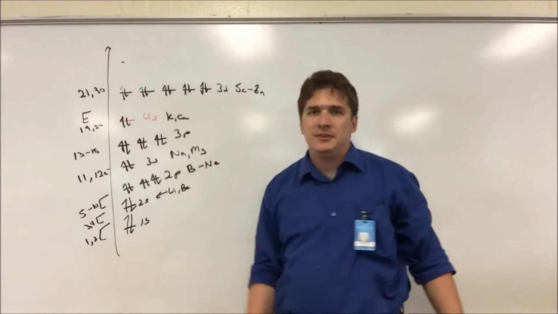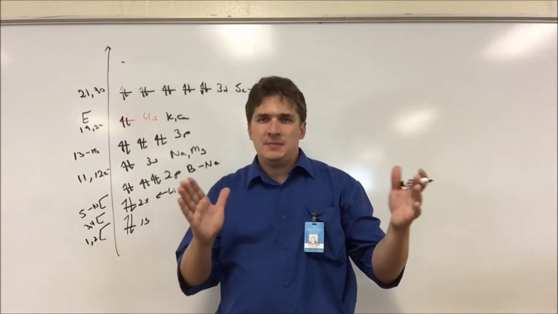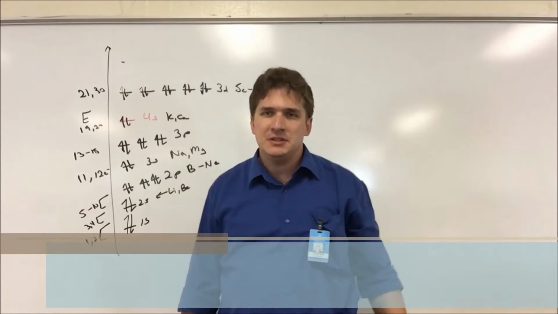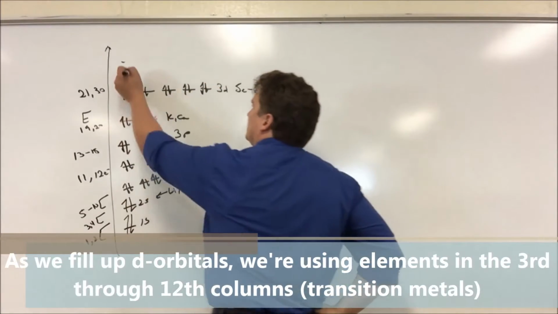And you notice we're no longer filling up p electrons here. What we're doing is we're filling up d orbitals, and these d orbitals are now being filled up as we move through those elements that are in the center of the periodic table. So what's the next orbital up? Well, this is going to be our 4p.